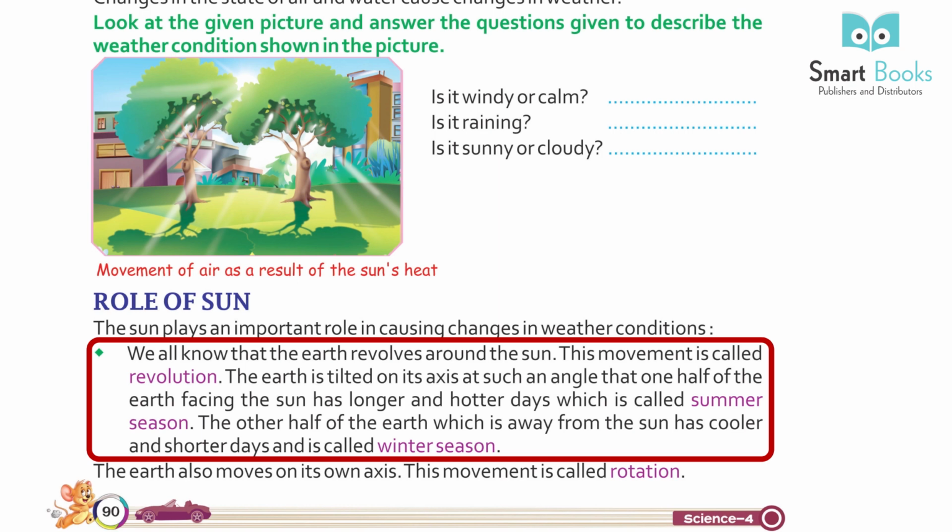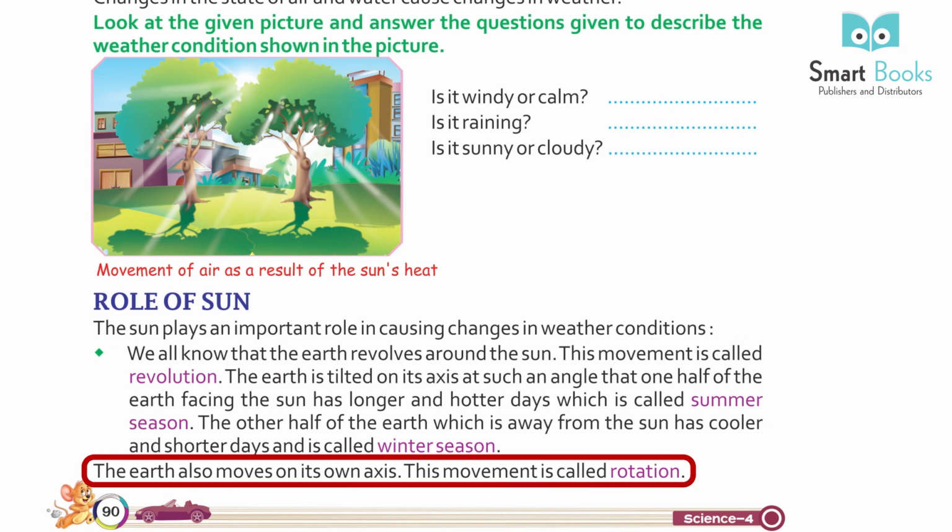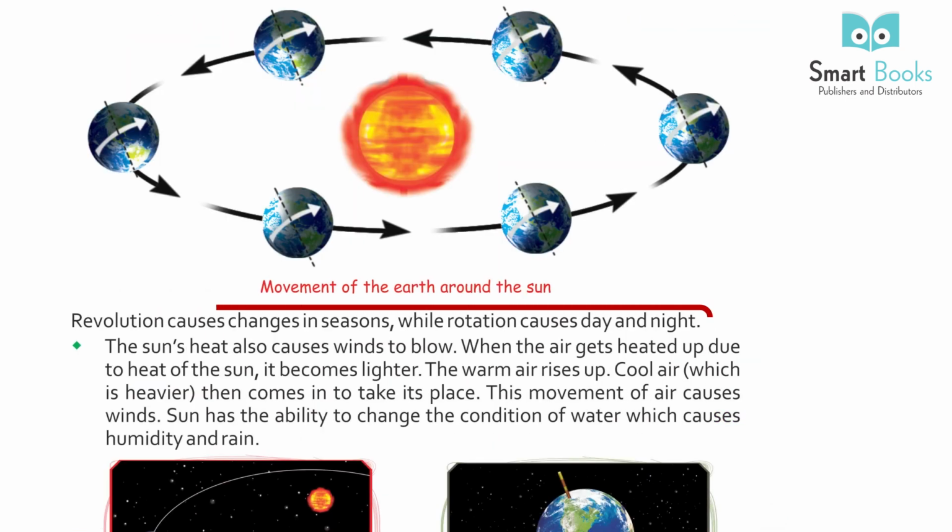The earth is tilted on its axis at such an angle that one half of the earth facing the sun has longer and hotter days, which is called summer season. The other half of the earth, which is away from the sun, has cooler and shorter days and is called winter season. The earth moves on its own axis. This movement is called rotation. Revolution causes changes in seasons, while rotation causes day and night.